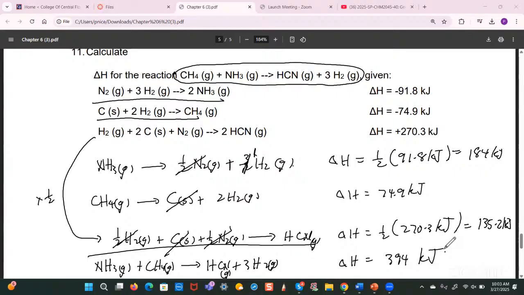91.8 times 2, okay. It's supposed to be divided by 2 on the first one. Oh, okay, 0.5 times 91.8. So this should be 45.9 kilojoules, okay, thank you. And then this one looks correct, so it's 45.9 plus 74.9 plus 135.2. So 256 is actually the answer, 256 kilojoules.